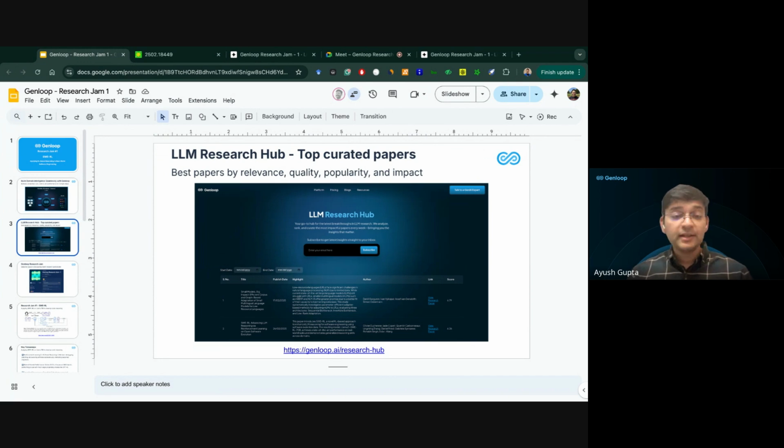And we thought, why not just build a tool so that everyone else could also benefit from it? Because, anyways, we had a lot of conversations where people were struggling to find what is the best and the top research happening in this space. So we built that, and you can access this at Genloop.ai Research Hub.